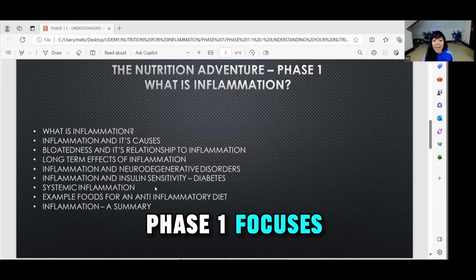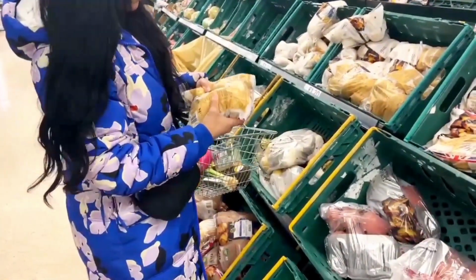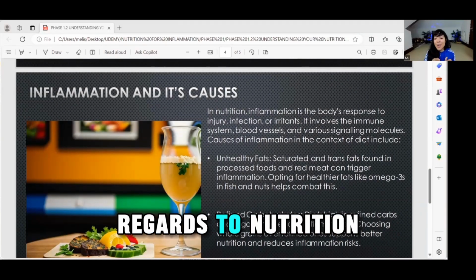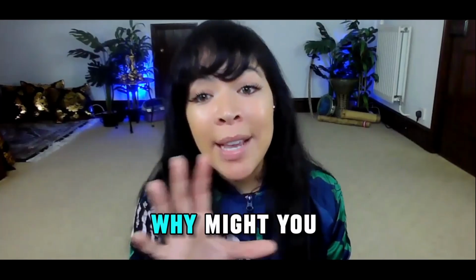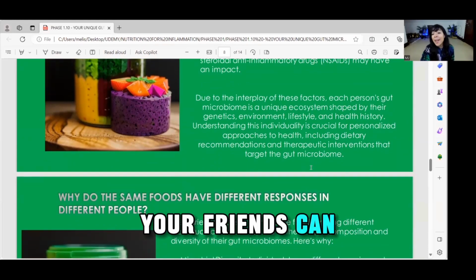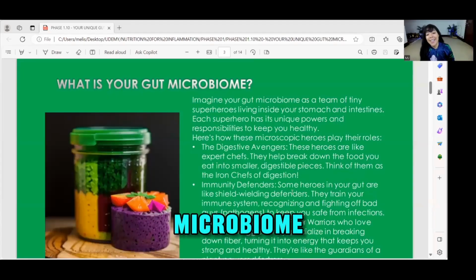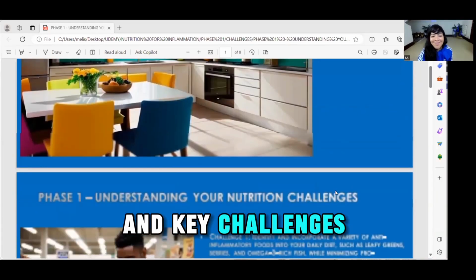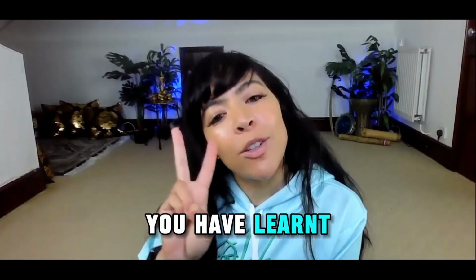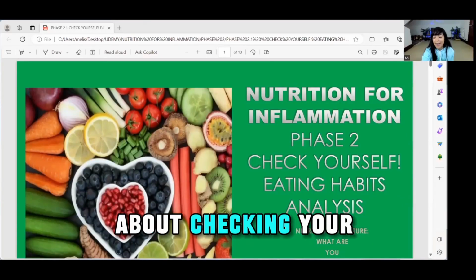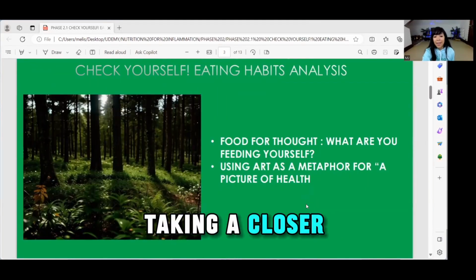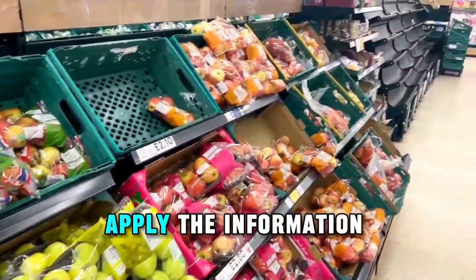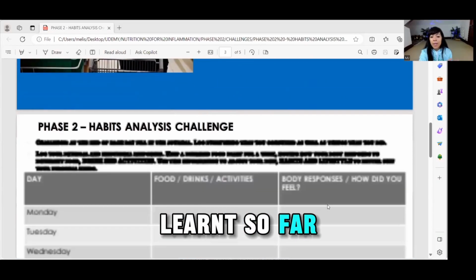Phase 1 focuses on the following topics: understanding your nutrition, understanding information with regards to nutrition, why might you not be able to eat what your friends can, your unique gut microbiome, your immune system, and key challenges for you to begin applying the knowledge you have learnt. Phase 2 is about checking your eating habits and taking a closer look at what you are feeding yourself. Also includes key challenges to help you apply the information that you have learnt so far.